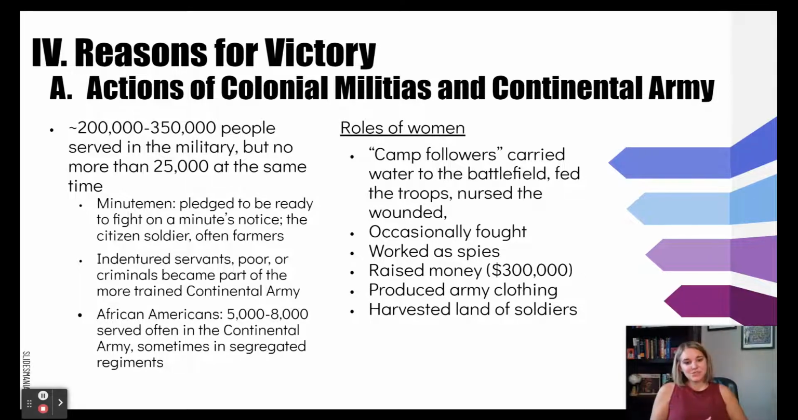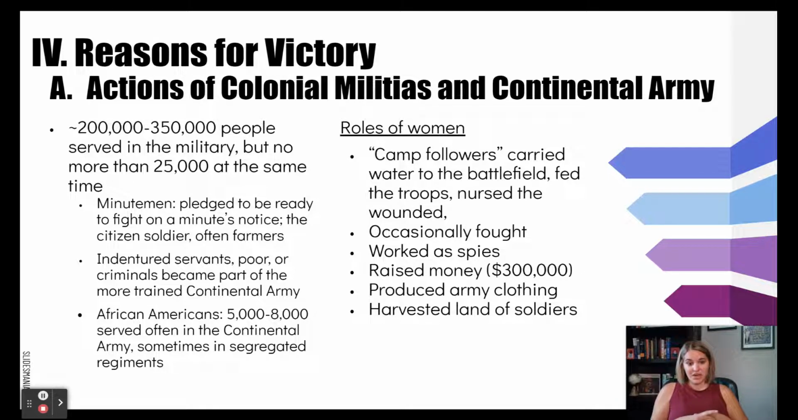So next I want to discuss the roles of women. One of the most common roles for women in the Revolutionary War was the camp follower. So they would follow along with the soldiers as they moved from battle to battle, and they would care for the soldiers, feed them, nurse the wounded, that sort of thing.